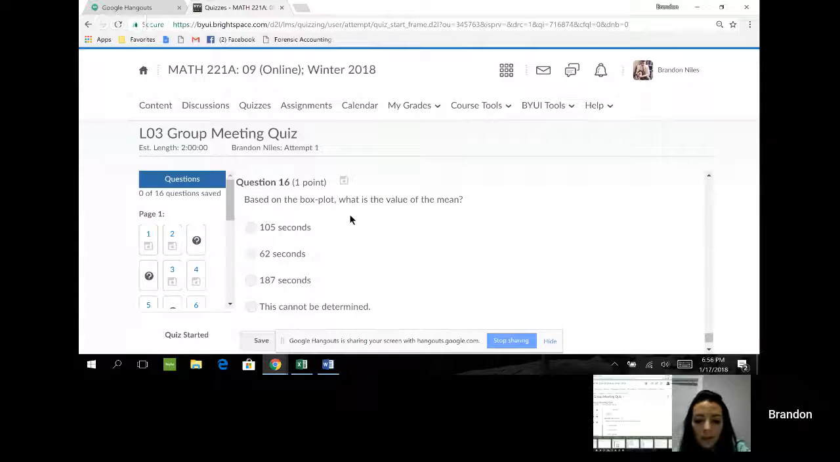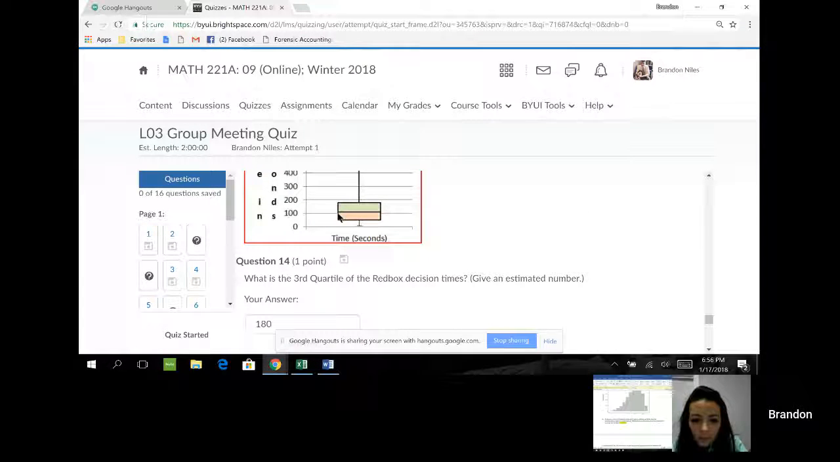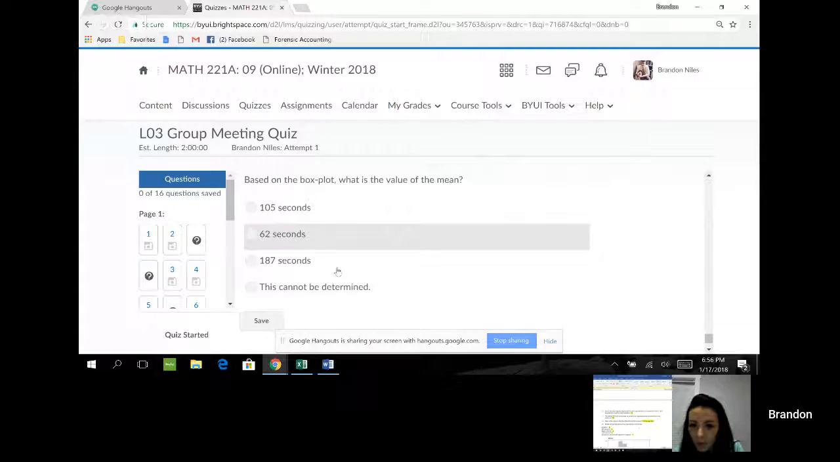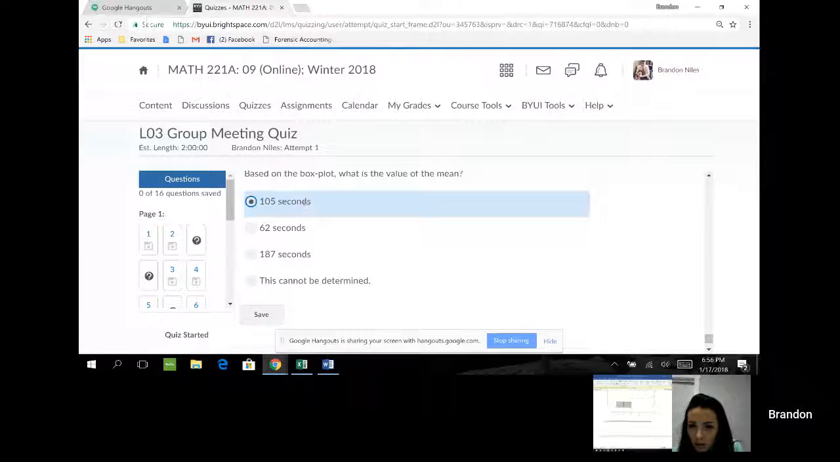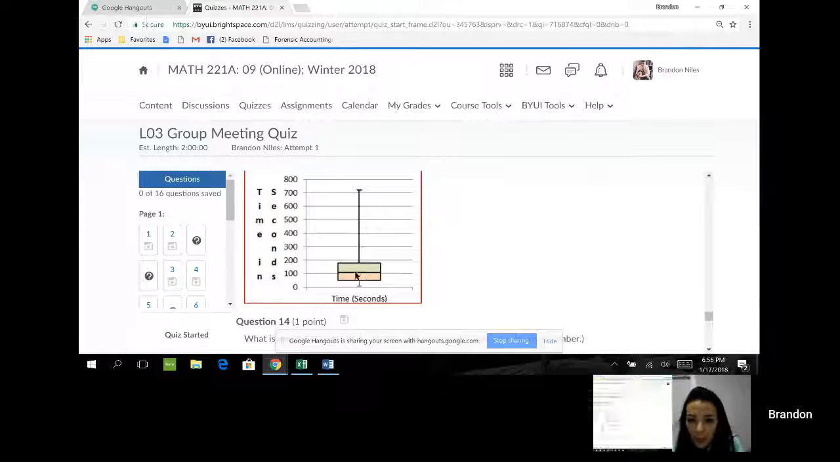So do we all agree to put 720 then? Yeah. So like 110 for the next one because it wants to know the mean. Oh, 105, I suppose. Was the value of the mean? Okay, so let's add them all together. I think it cannot be determined.